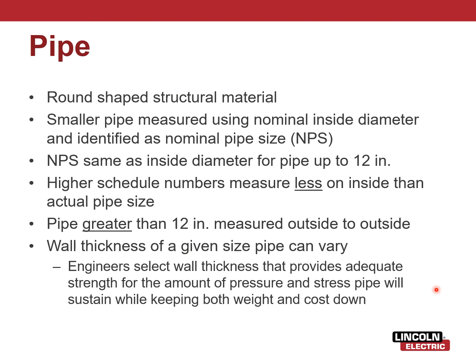And then again, the wall thickness of a given pipe can change. This is based on the schedule, right? If you've ever heard the term Schedule 40 pipe, Schedule 60, Schedule 80 pipe, all right, that's all pertaining to the wall thickness. So engineers select a wall thickness that provides adequate strength for the amount of pressure and stress the pipe will sustain, because pipe is meant for carrying gases and liquids, high pressure gases and liquids. So engineers have already standardized schedule and diameter sizes for pipe.